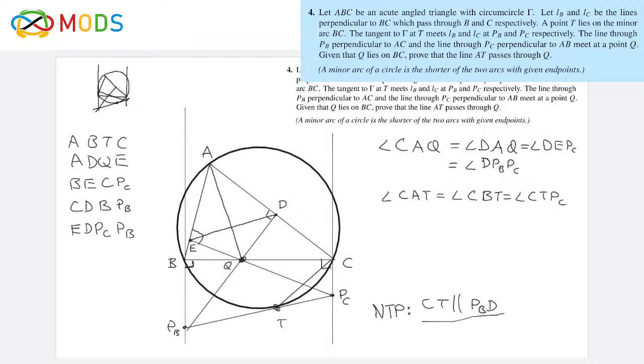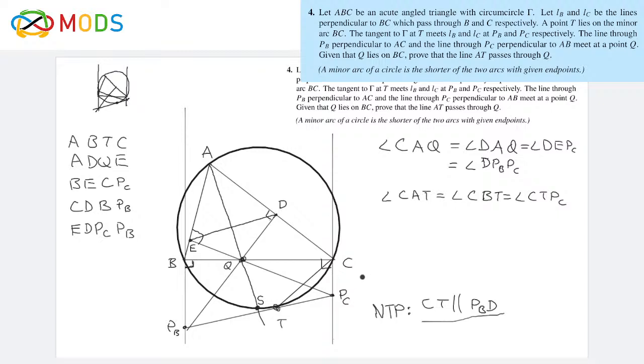Okay. This point. Yeah. So if you call that point like S or something. Oh, okay. I think this solves the problem.